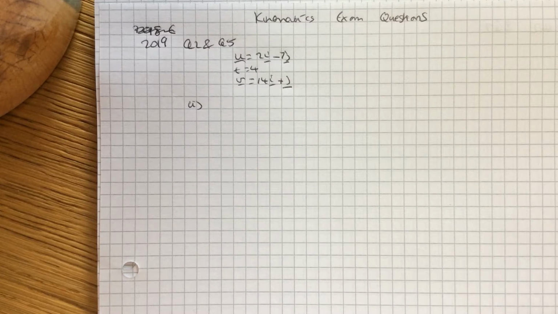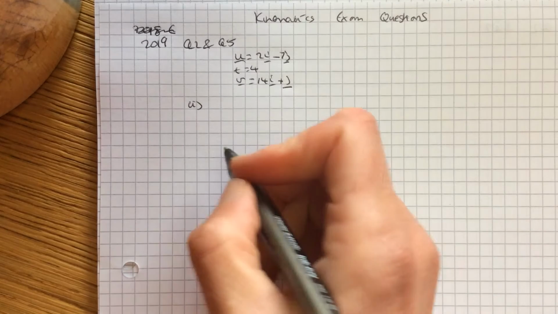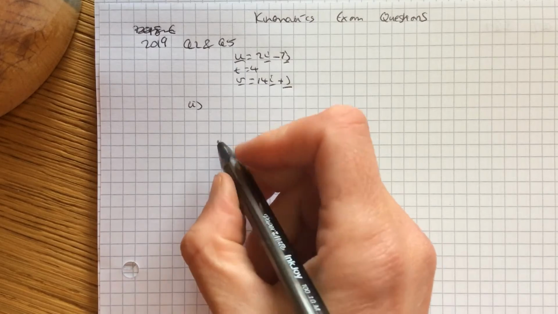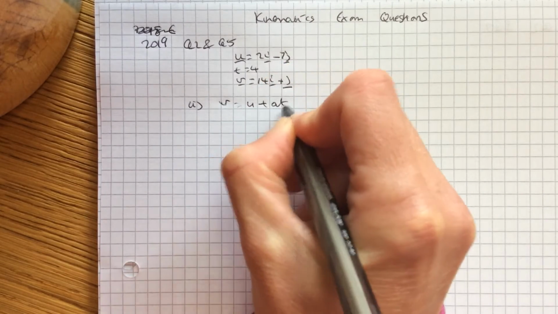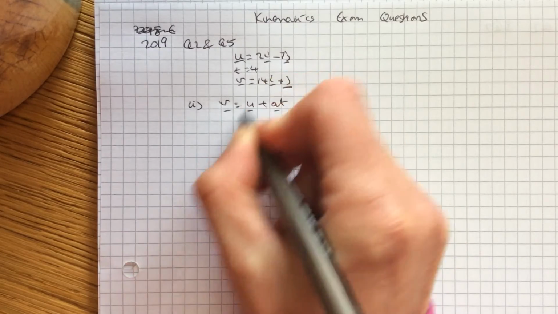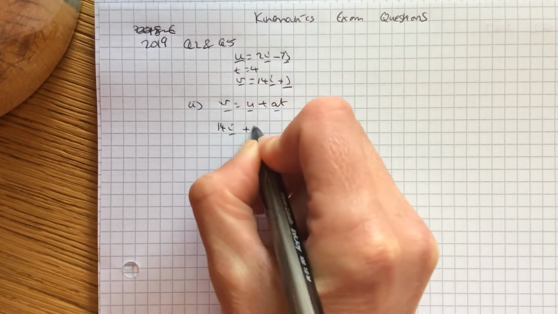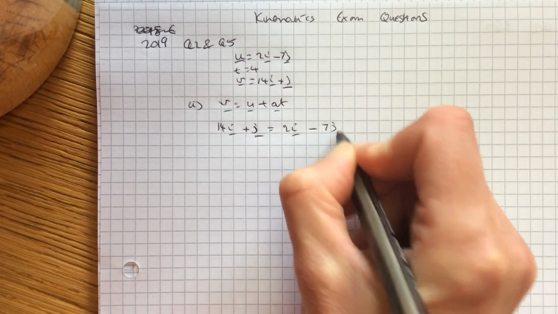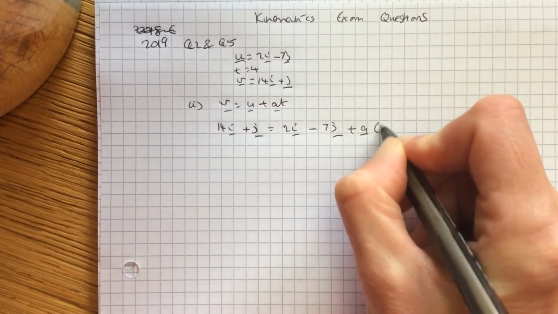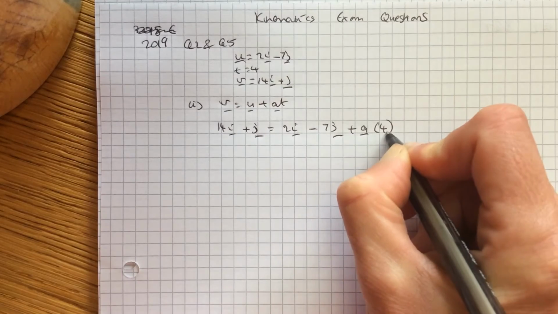Okay, the first question: u is 2i minus 7j, t is 4, and v is 14i plus j. And we are looking for the acceleration. So I'm going to use v equals u plus at. Now, your v is 14i plus j, your u is 2i minus 7j, a is what we're trying to find, and you know t is 4.